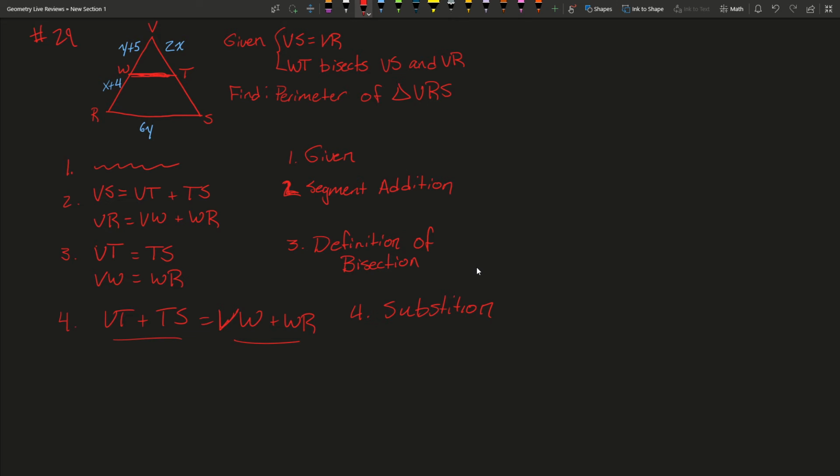Now, we also know from step 3 that VT is equal to TS, therefore 2x is also equal to TS. And that would also be substitution. Chances are you're not going to get a problem like this, because this is a little bit different than what I'm trying to get at. But TS is also equal to 2x, so we're going to put that up here. And then from there, we can actually start to substitute things in and find a total perimeter. So because WR, well, no, we have to do this first. All right.